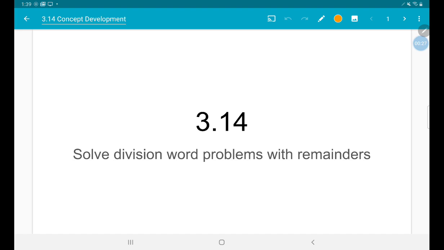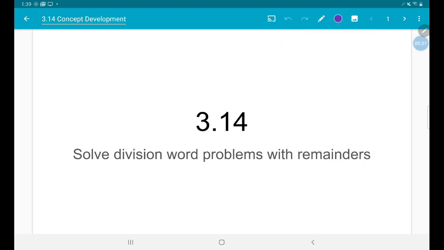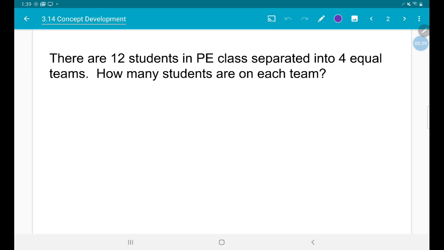We're going to start out. These are some easier problems, but I want us to do these easier ones first so that we can really think about what's happening in the problems. Okay, so for this first problem, there are 12 students in PE class separated into 4 equal teams. How many students are on each team? I want you to draw a model to represent that division.